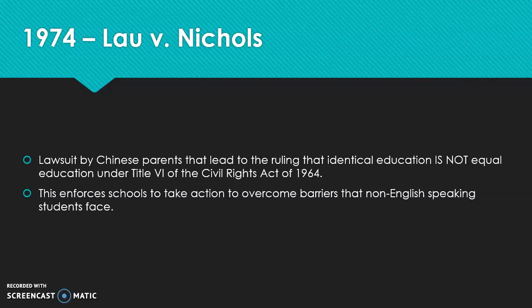(1974) Lau versus Nichols. This lawsuit was made by Chinese parents, and it led to the ruling that identical education is not equal education under Title VI of the Civil Rights Act of 1964. It enforced schools to take action to overcome barriers that non-English speaking students might face.